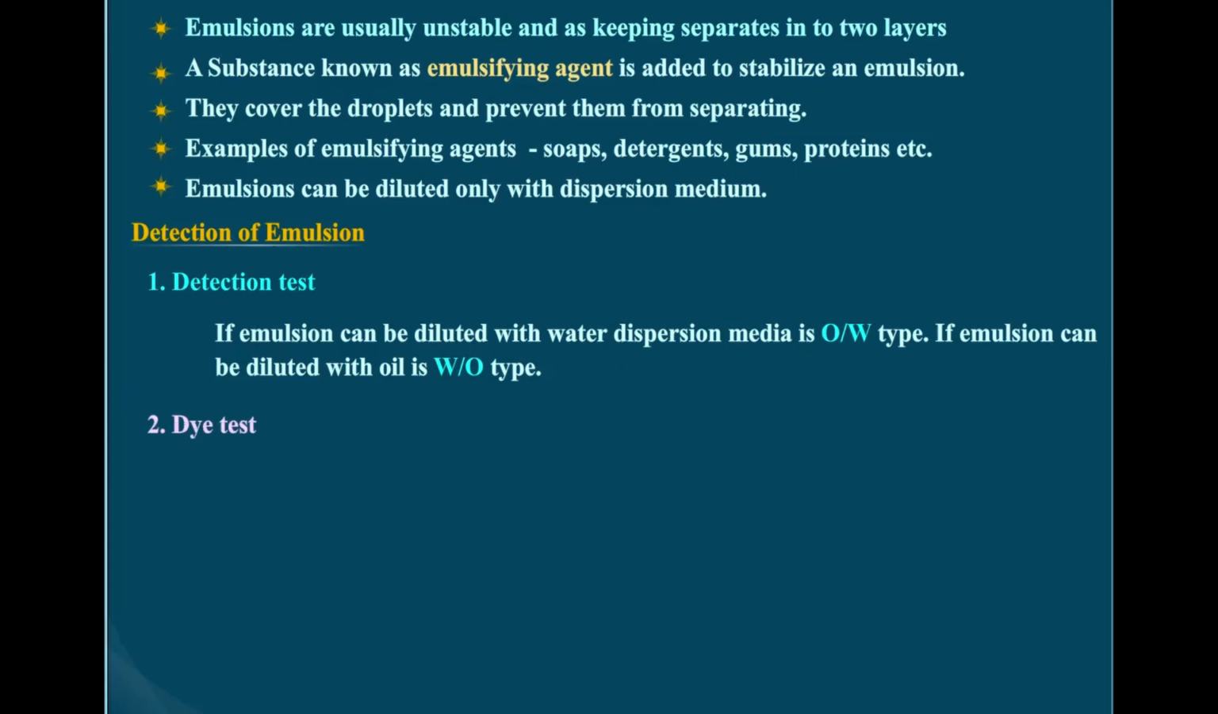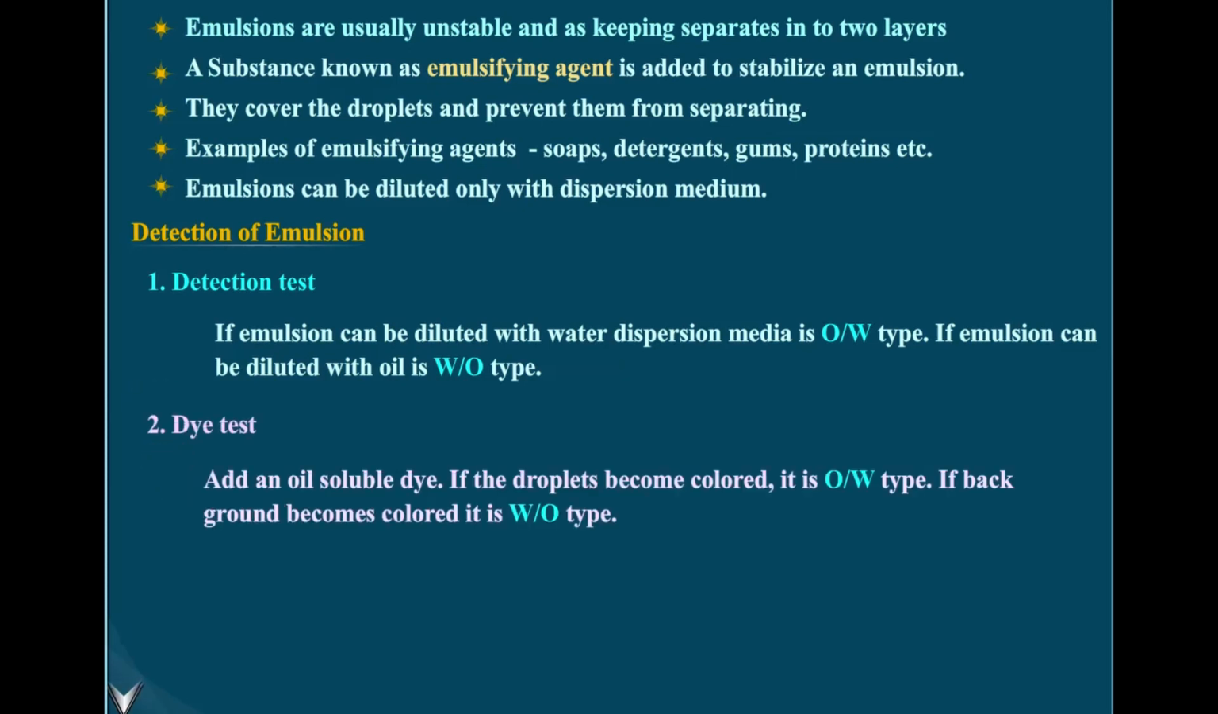There is another one, the dye test, which is not there in your textbook. When you add an oil soluble dye, if the droplets become colored, it is oil in water type. If the background becomes colored, it is water in oil type. This is for general information.